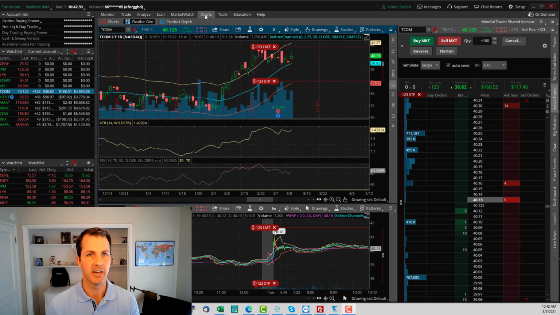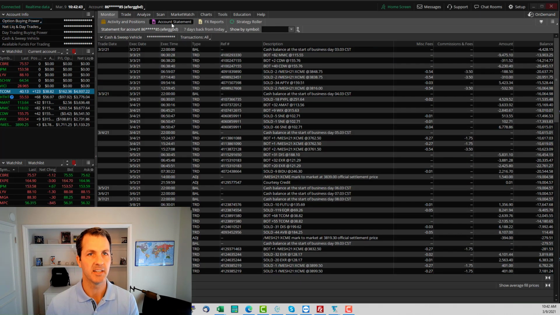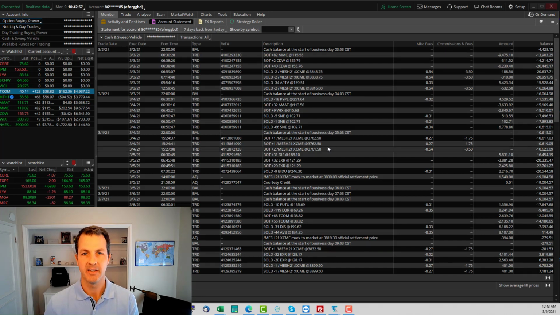And in Thinkorswim, at least, I'm going to go over to the Monitor tab, and there's an Account Statement sub-tab. That's what I'm showing here. And this is going to show my actual trades. And let's see, I'm looking at a 1 week period. That's kind of the default that's set here right now. And now I'm going to show you how they correspond.